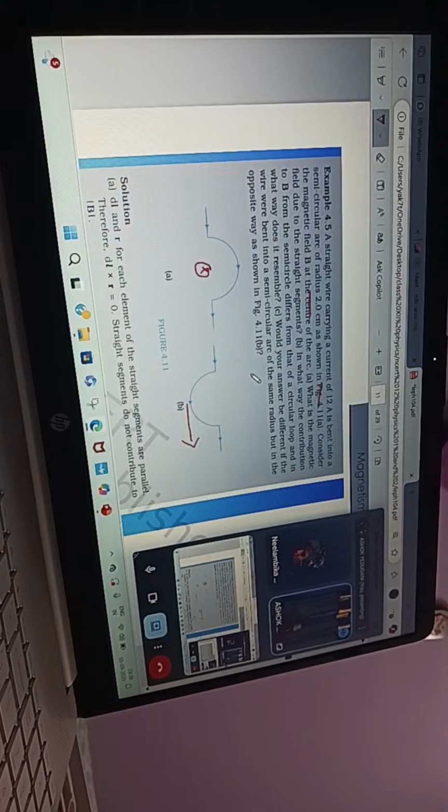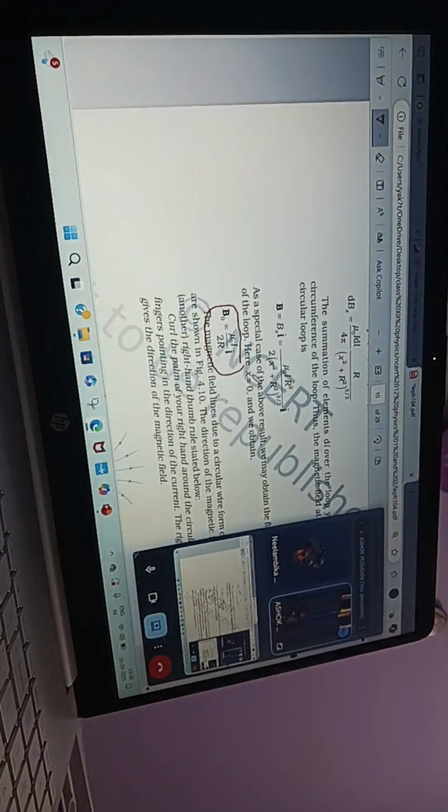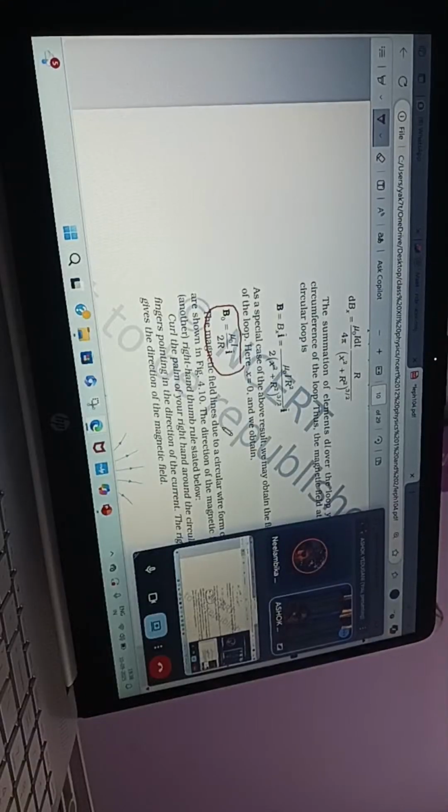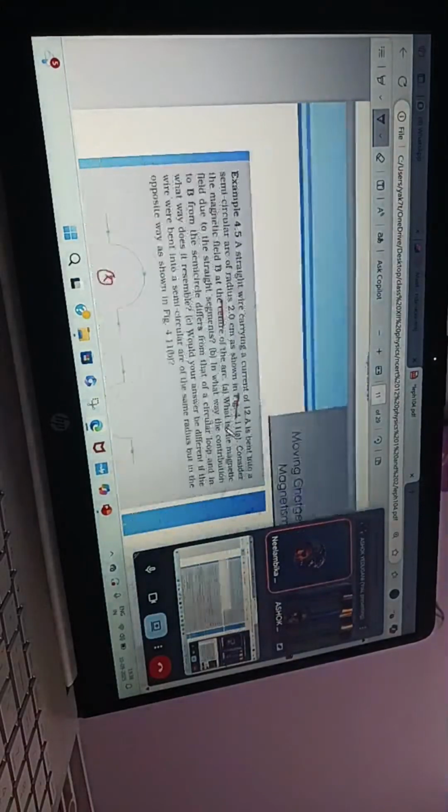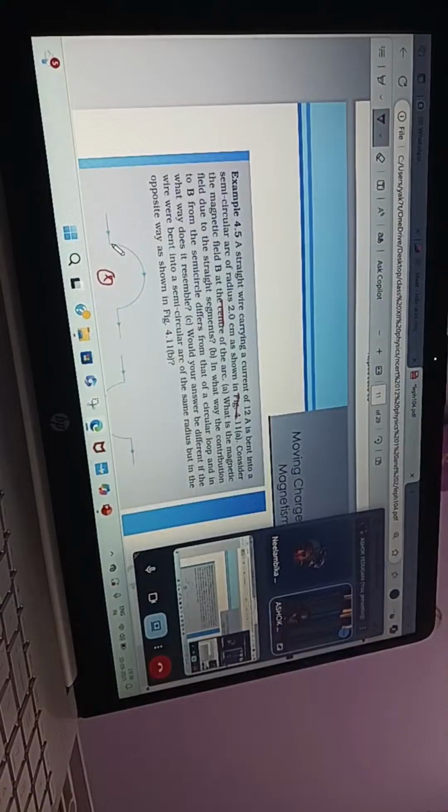Tell me what is the formula? Yes, sir. Mu naught I by 2 pi r. Oh, 2 pi r? It is 2r, no. Just now I showed you 2r. Yes, sir. Sorry, sir. Yes, 2r, divided by 2. Why divided by 2? Because it is only a half circle.